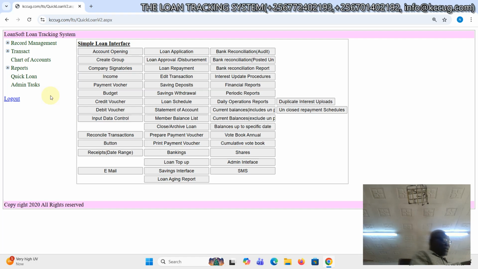The loan account which we have opened for somebody will be the same loan account that we shall use to give him a new loan. Don't open multiple loan accounts for members. They are very difficult to manage. Okay?